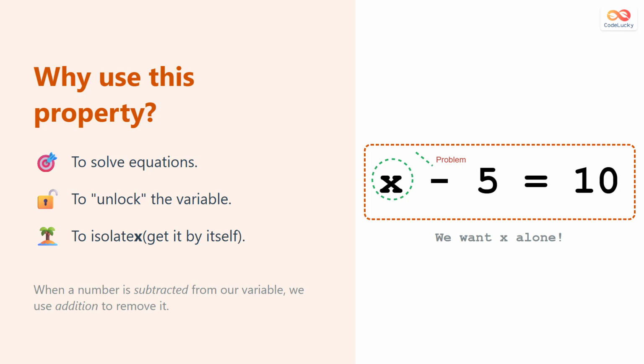So, why do we use this? Our main goal in algebra is to solve for the variable, like x. We want to unlock it or isolate it so it is all by itself on one side of the equal sign. If a number is being subtracted from x, we can use addition to get rid of it.